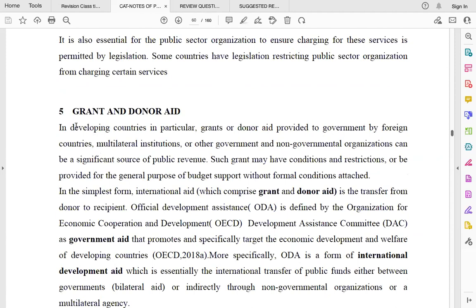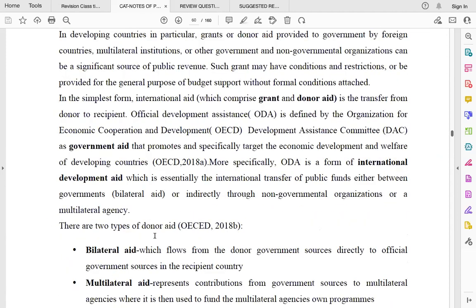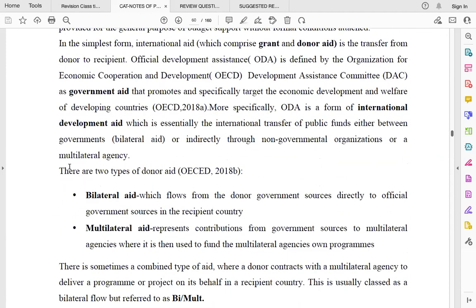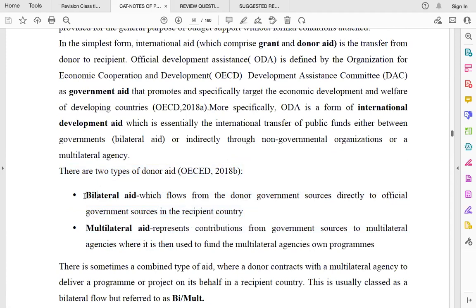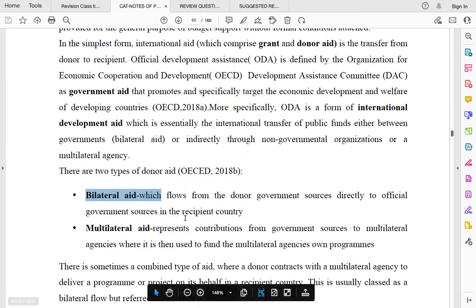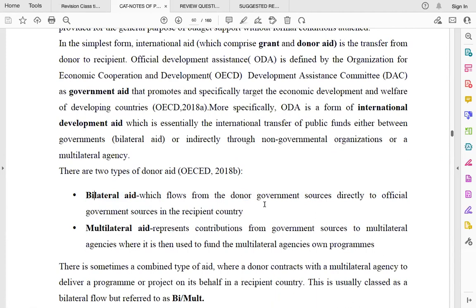Under this, when you are preparing for the exam, take note of the two types of donor aid. The examiner will ask about them. It's what you call bilateral aid. We can give you a scenario and you describe whether it is bilateral aid or multilateral aid. Bilateral aid is the aid that flows from the donor government directly to official government sources in the recipient country. Okay?